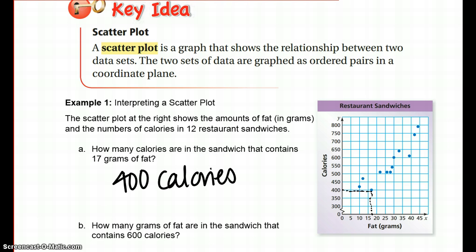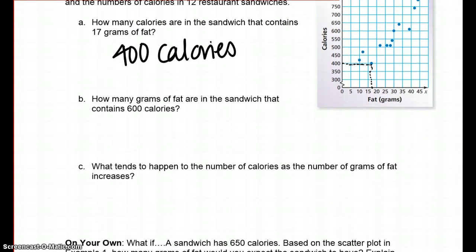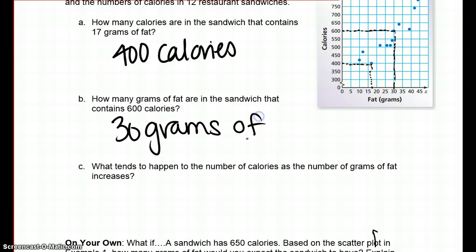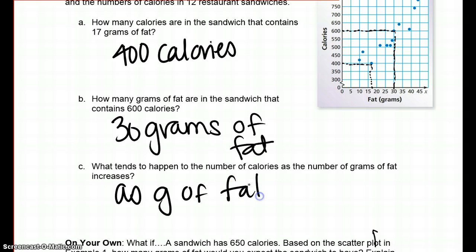Part B says, how many grams of fat are in the sandwich that contains 600 calories? So I'm going to go over from 600, and when I hit that dot, I go down, and I see that there are 30 grams of fat. And part C said, what tends to happen to the number of calories as the number of grams of fat go up? As grams of fat increase, calories also increase.